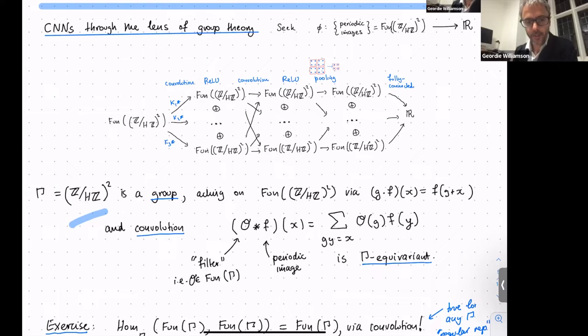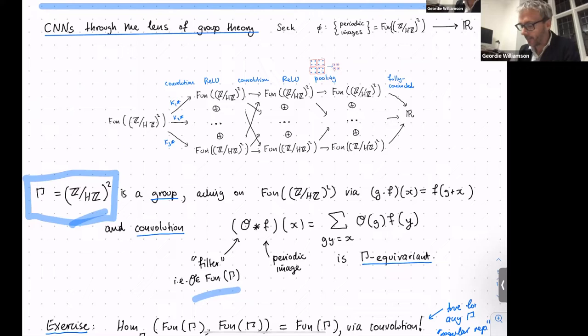So gamma, that's important. Gamma is Z mod hZ squared. That's my group, and we're viewing our image as a function on this group. Our layers correspond to convolution with a filter, which is a function on our group. Now, a very important aspect of convolution is that it's gamma equivariant.